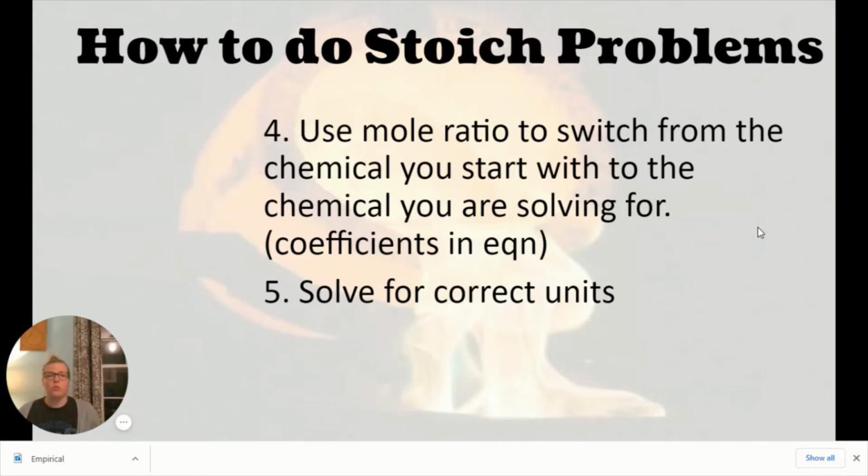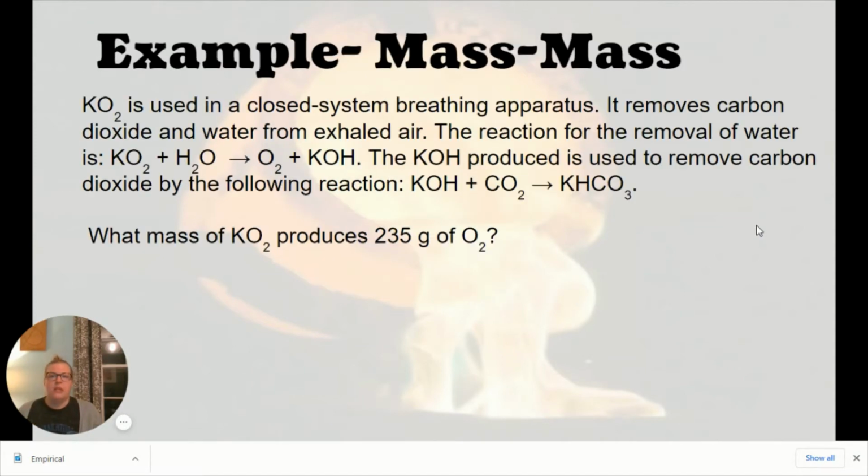So I'm just going to go through one example because I'm assuming you know how to do stoichiometry and you just need a little brush up on it. So here is our mass-to-mass problem. And I'll make sure I point out why this is a mass-to-mass problem versus the other types that we see.